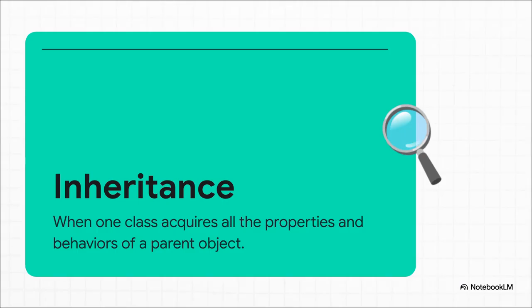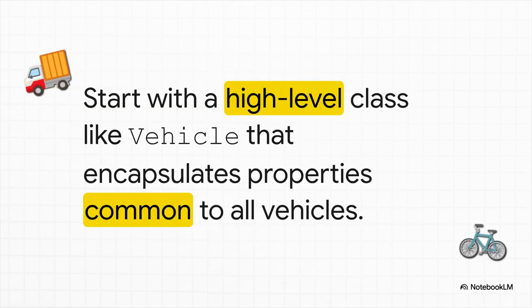Inheritance is basically a way to create a hierarchy of classes, letting you go from very general concepts to much more specific ones. A new class, the child, can automatically get all the properties and all the actions of its parent class. It's like building on the work you've already done. So, for example, you might start with a really general blueprint, like a vehicle.